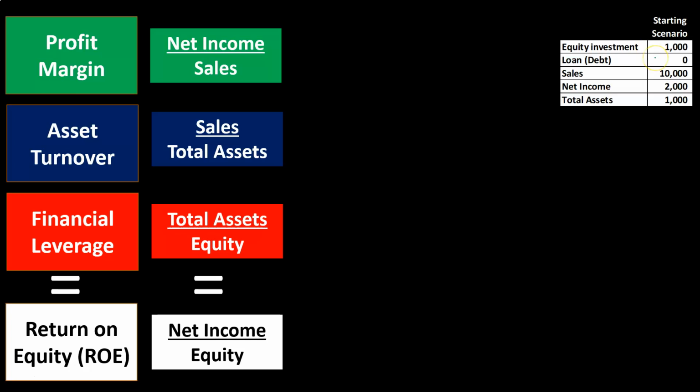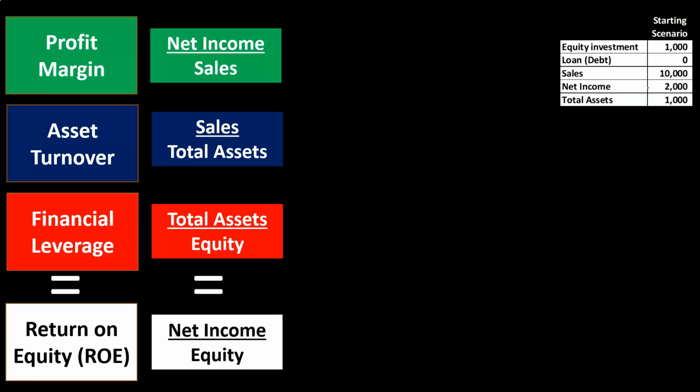They don't take out any loan. They put in all their own money in the business. That means the total assets are also 1,000 at the beginning of this. Then we're going to say that the sales happened of 10,000, that they generated sales of the 10,000, and then the net income bottom line is 2,000 after activity.